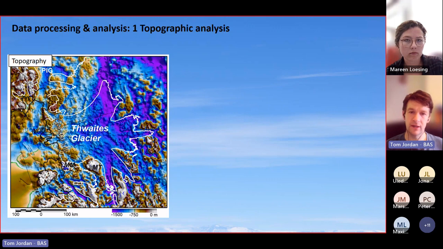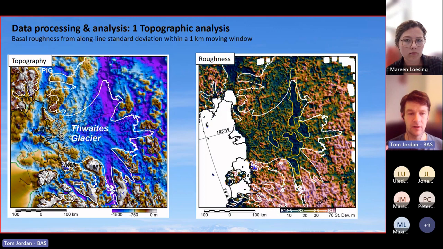The other thing we could get from the radar data was the roughness of the bed. We did this by looking at a 1 kilometer moving window along every radar flight line. Within that 1 kilometer moving window, we calculated the standard deviation of the bed elevation. So where the bed is very smooth, the standard deviation is very low. Where it's very rough, obviously the standard deviation of the bed within that window is very high.